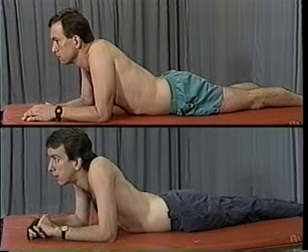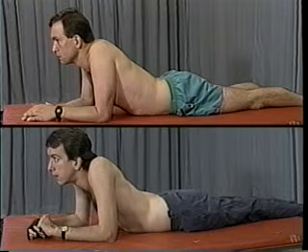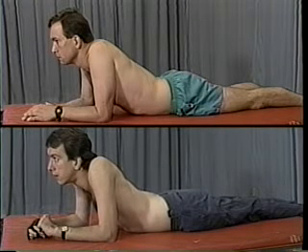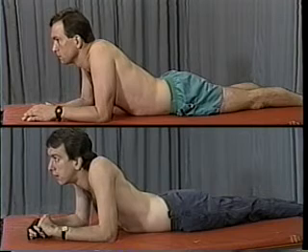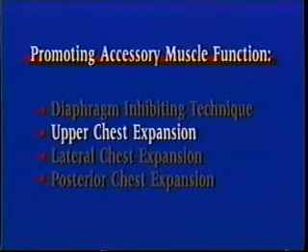A final comment on this prone on elbows position: because the patient's weight causes passive inhibition of the diaphragm, the position can be anxiety-producing in early trials. The second technique used to promote accessory muscle function, the upper chest expansion technique, will be demonstrated in 2 variations.